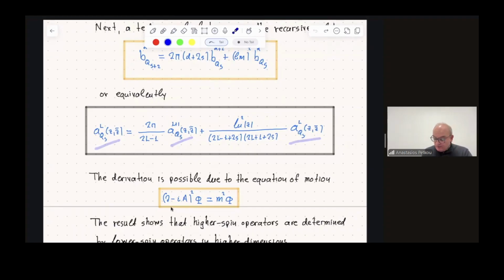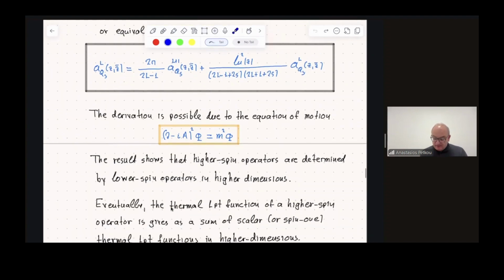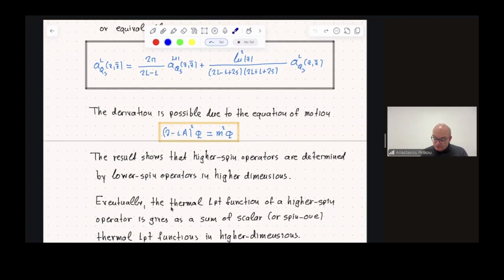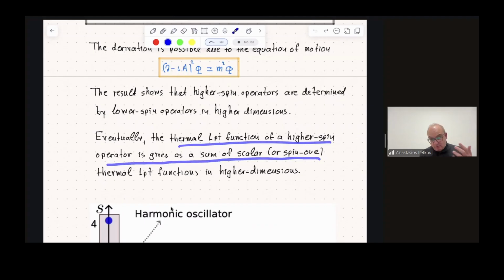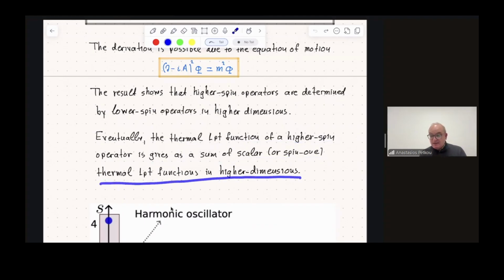This is a kind of remarkable expression between polylogs. It's not so easy to verify that because I have given you a general expression. Now you have to show that this is satisfied, and it is satisfied. The derivation is possible because I had a free equation of motion of this form. So the higher spin operators are determined by lower spin operators in higher dimensions. So eventually the thermal one-point function of higher spin operators is given as a sum of scalar or spin 1 thermal one-point functions in higher dimensions.